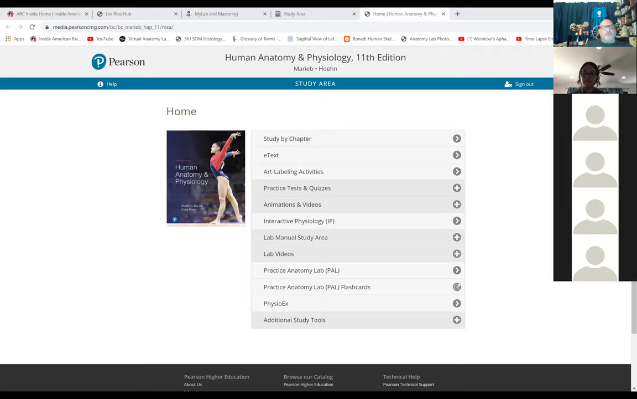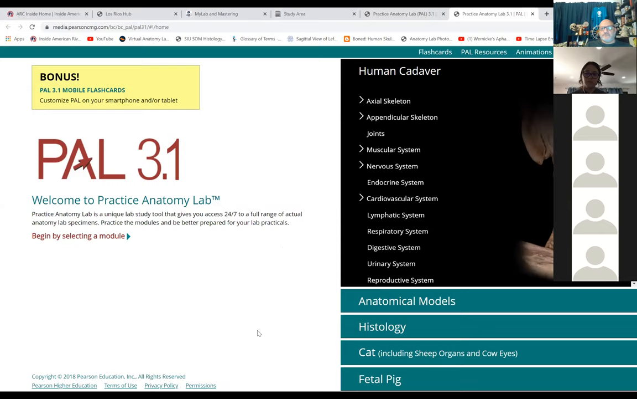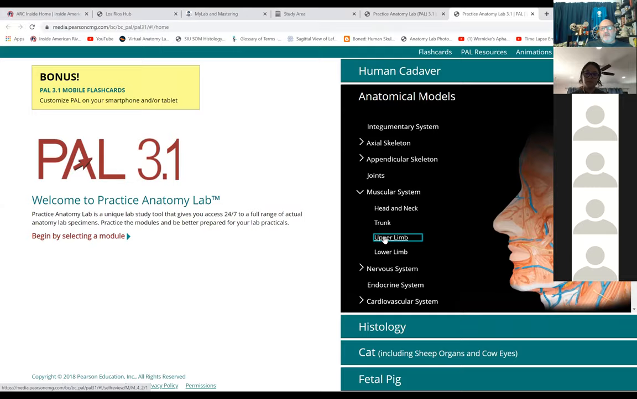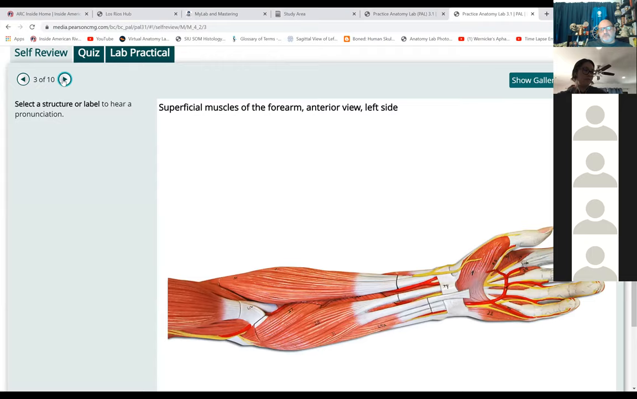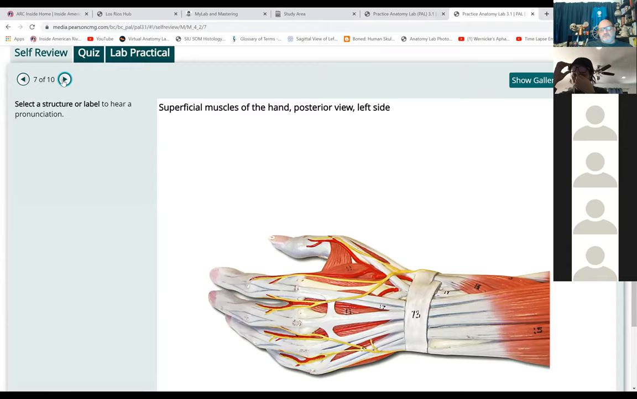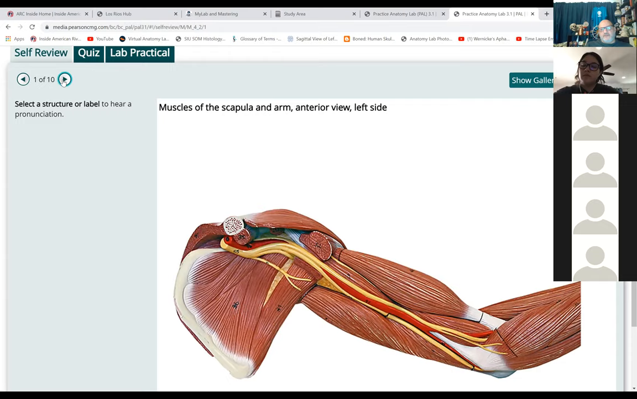All righty. Practice Anatomy Lab. Open the Practice Anatomy Lab. Anatomical models, muscular system, upper limb. You guys are all seeing this, right? Yes. Okay, perfect. Is that it? Well, that's not very good either. All right. Well, it's not ideal.